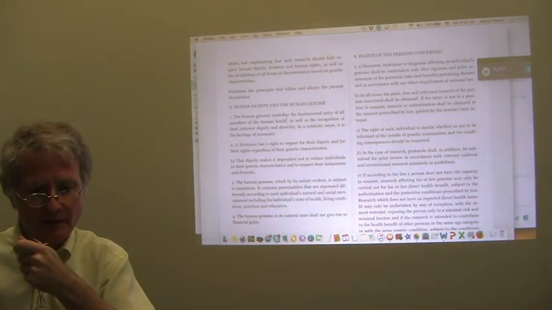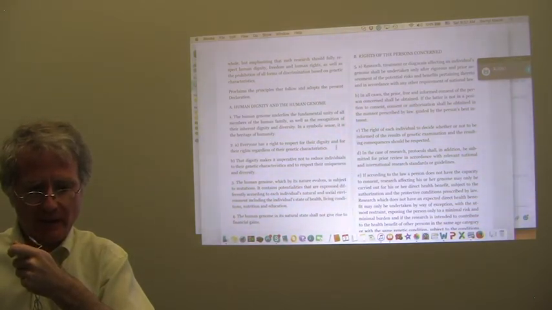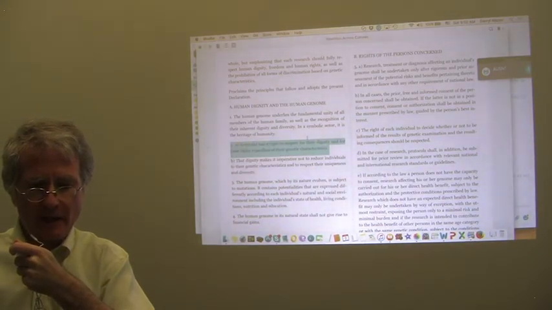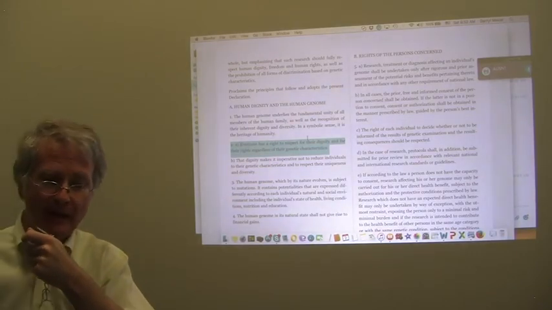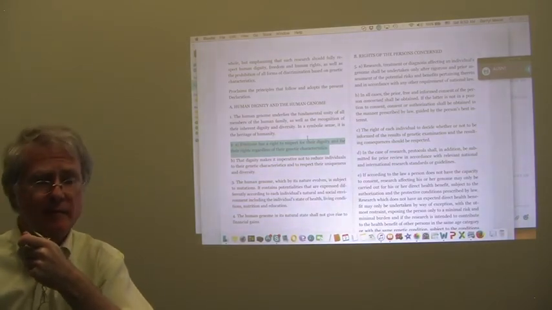So we have these articles. Article 2A, everyone has a right to respect for their dignity and rights regardless of their genetic characteristics. So whether or not I have Huntington's disease, cystic fibrosis, or Down syndrome, I have a right to respect.